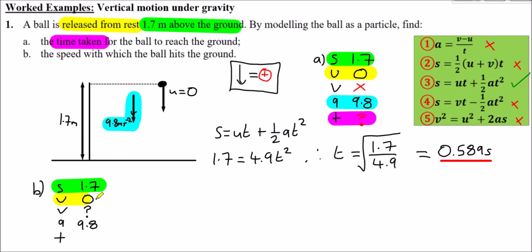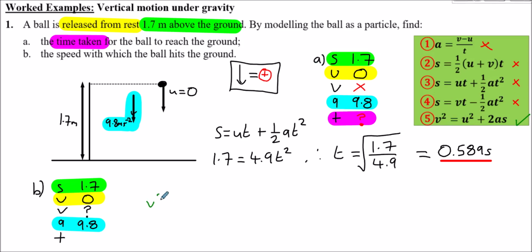Let's see if we can use a different equation. This time we want something that doesn't involve t. So which one of these doesn't involve t? Well, that one does involve t, that one does, and those two do. However, v squared equals u squared plus 2as does not. So we can use v squared equals u squared plus 2as.